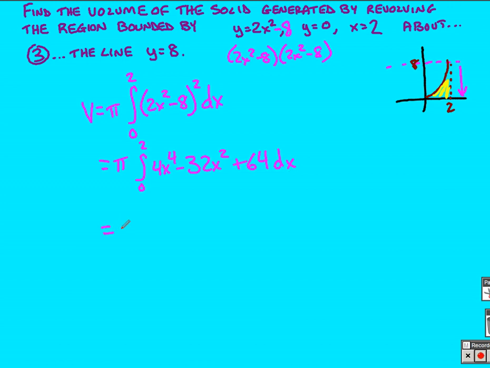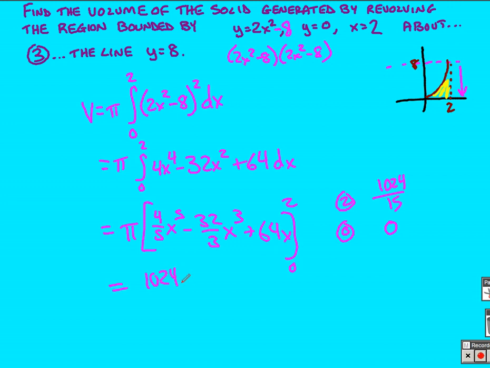I'll now evaluate this integral, take the antiderivative, and I should have 4/5 x to the fifth. I'm going to have 32 over 3 x cubed. I'm going to have 64x, and this is being evaluated from 0 to 2. So I'm going to plug in 2, I'm going to plug in 0, and I'm going to subtract them. When I plug in 2, I should get 1024 over 15, and when I plug in 0, I get 0. So that subtraction is just 1024 over 15, so my answer is 1024 pi over 15 for my final answer.